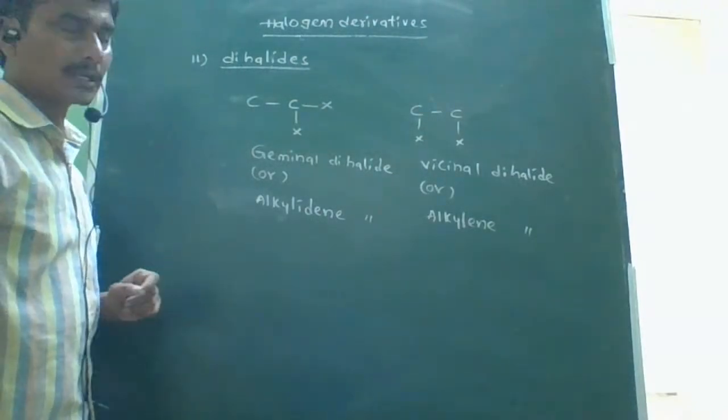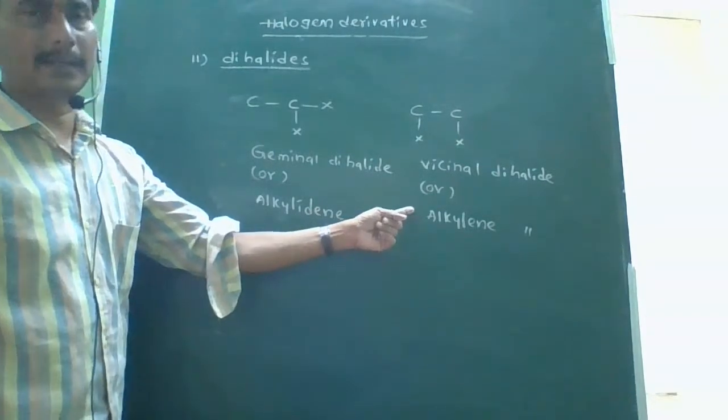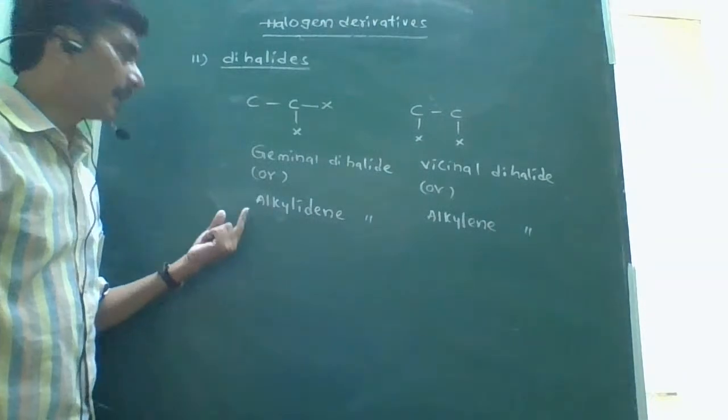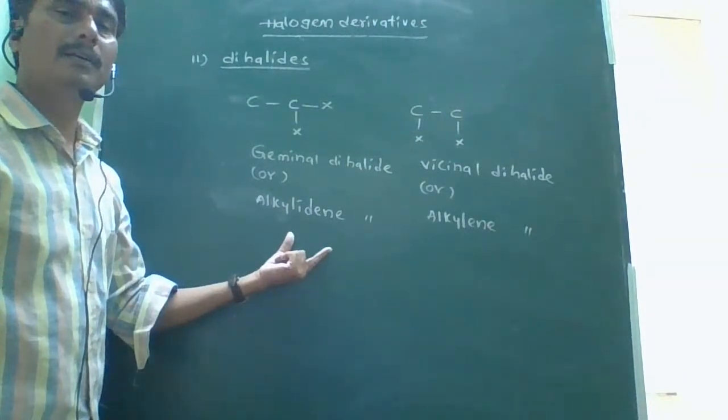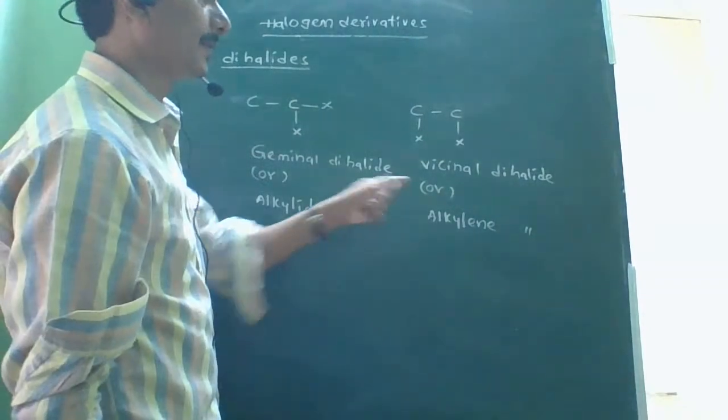Sometimes they give the common names also. Without seeing the structure, you have to identify whether it's a geminal dihalide or a vicinal dihalide. If it is mentioned as alkylidene, that is geminal. Alkylene, vicinal dihalide.